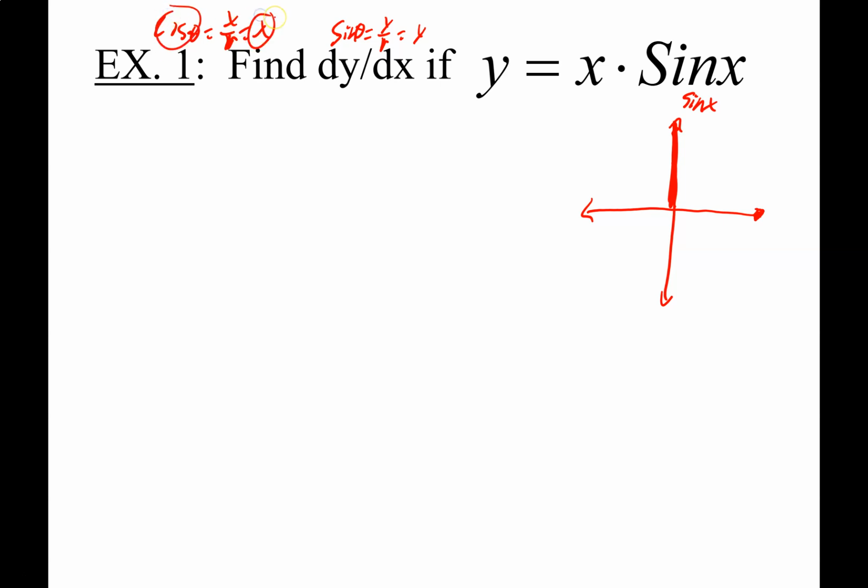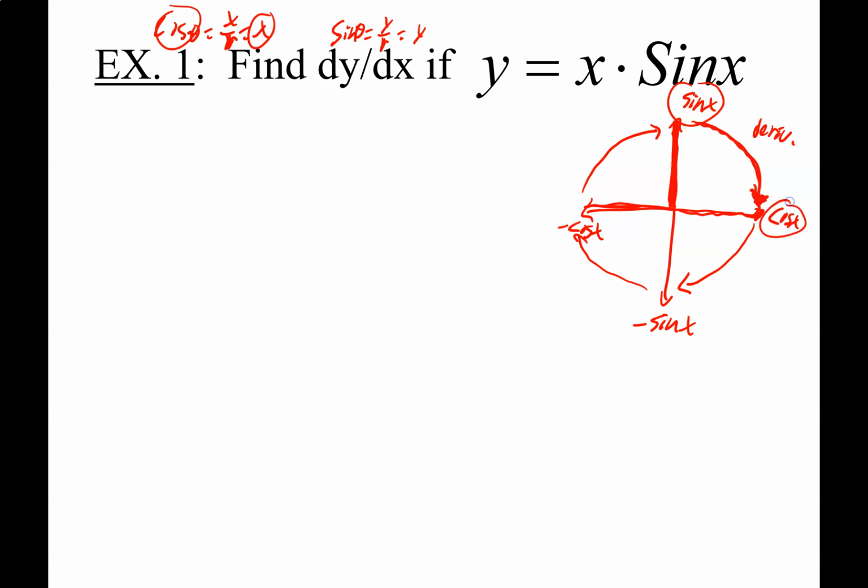So cosine is associated with x, so this would be my cosine axis. And if going up is positive sine, down here is negative sine. And if going right is positive cosine, going left is negative cosine. And if you just go around the circle here, you've got all your derivatives. What is the derivative of sine? Go clockwise. It's cosine. What is the derivative of cosine? It's negative sine. What is the derivative of negative sine? It's negative cosine. And lastly, what is the derivative of negative cosine? Right back to the sine.